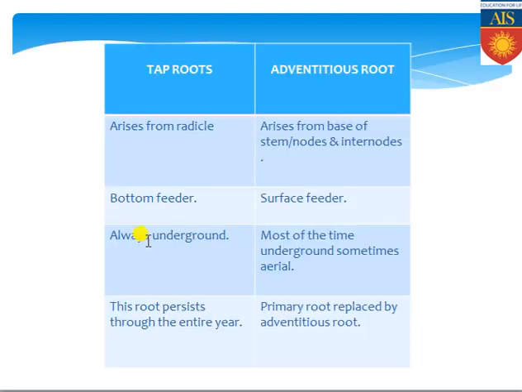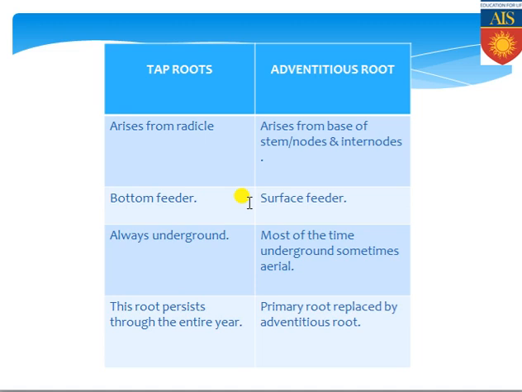Tap roots are always bottom feeders because they penetrate the soil and go to a great depth under the soil, absorbing minerals, water, everything. Adventitious roots are surface feeders because these roots erupt from the surface of the stem and remain distributed on the surface of the ground, so they collect all of their nutrients and water from the surface.